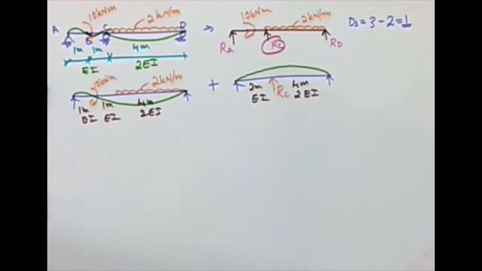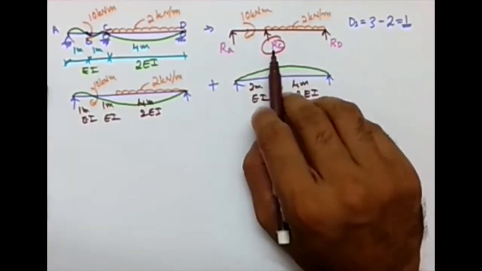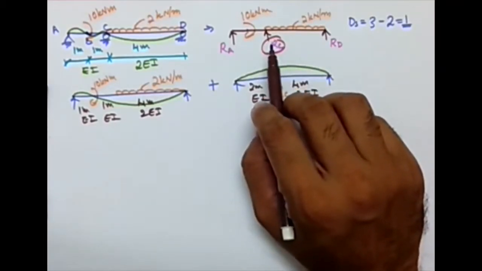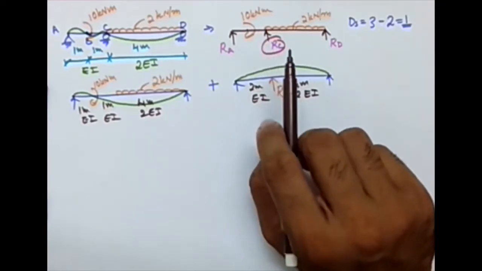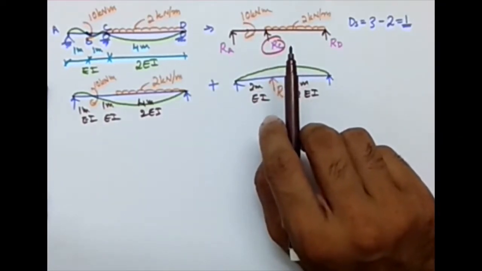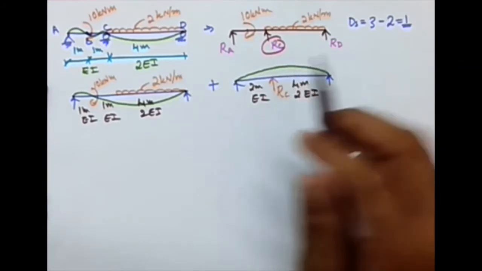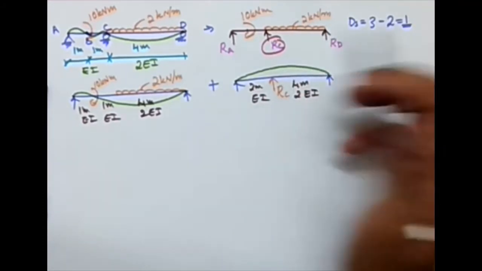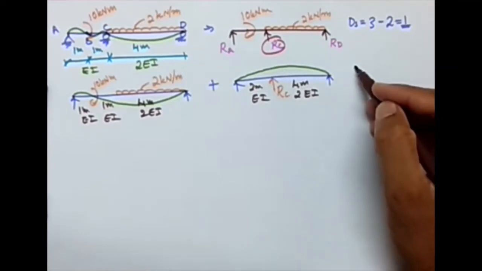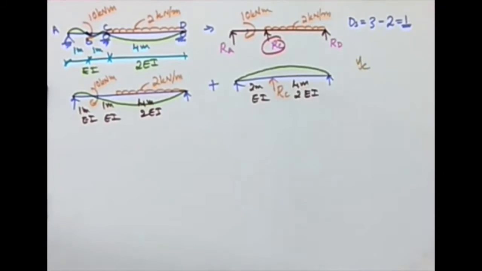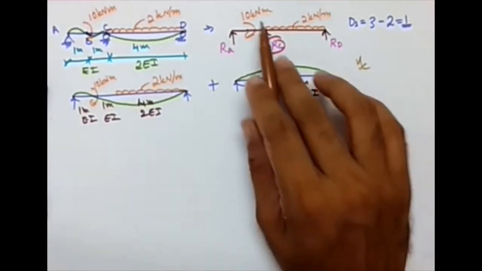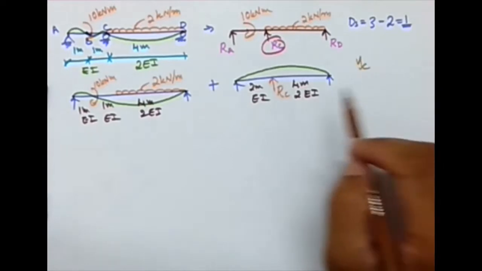So what is the compatibility equation? The compatibility equation is always written considering the redundant. So here the redundant is the reaction RC. And you can find here RC is a vertical reaction. The displacement caused by a vertical reaction is vertical deflection. Displacement caused by a moment is rotation. So this is a vertical deflection. So I will be dealing with the parameter YC. Because RC is my redundant, YC is the parameter I'm going to think about.